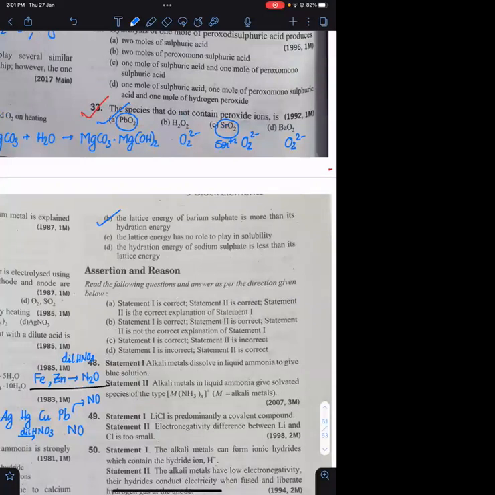C option, lattice energy has no role, गलत है. Hydration energy of sodium sulfate is less than lattice energy, नहीं है, ज़्यादा होना चाहिए तभी तो soluble होगा. Any doubt, anyone? No, sir.